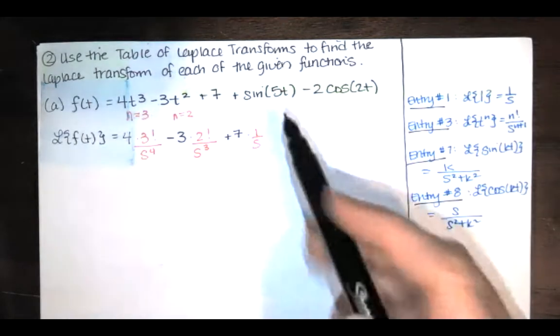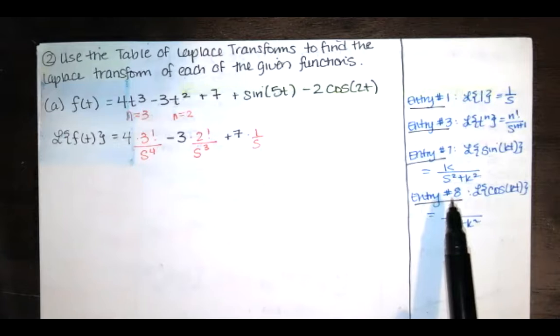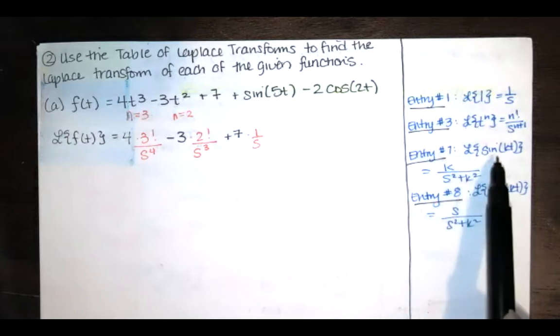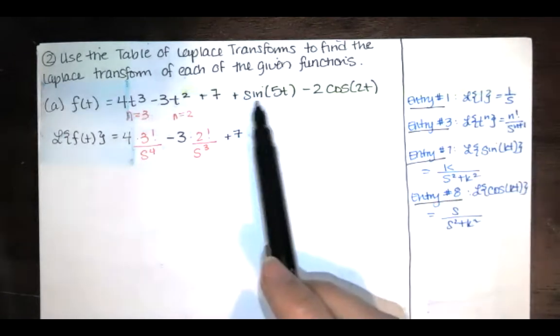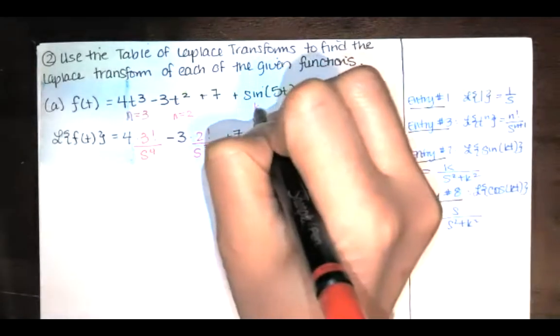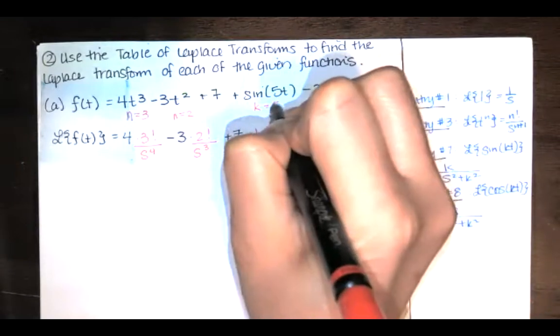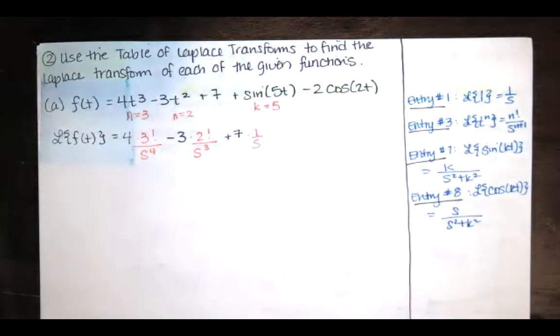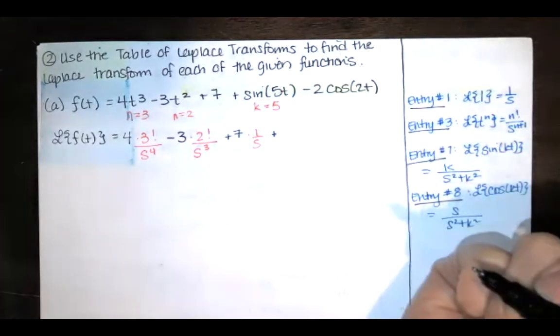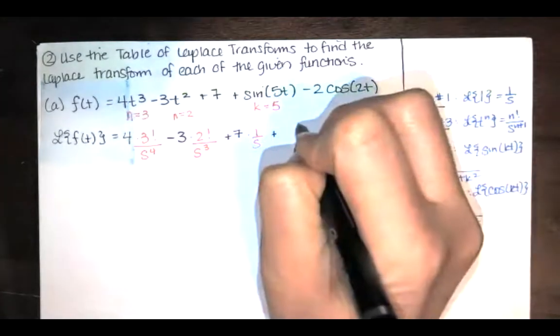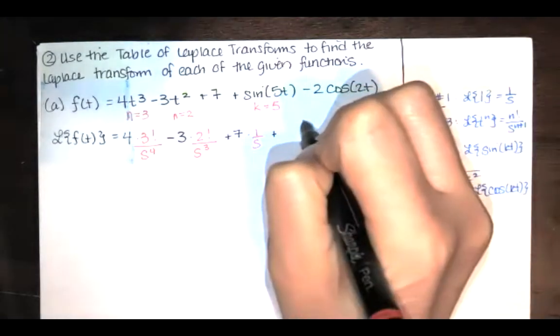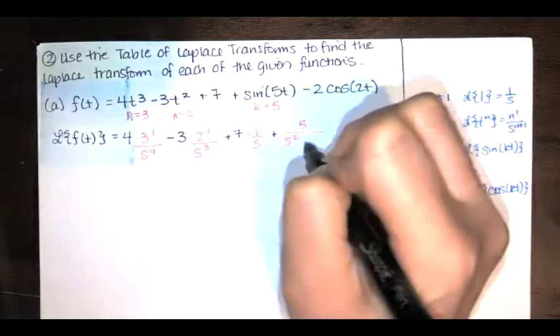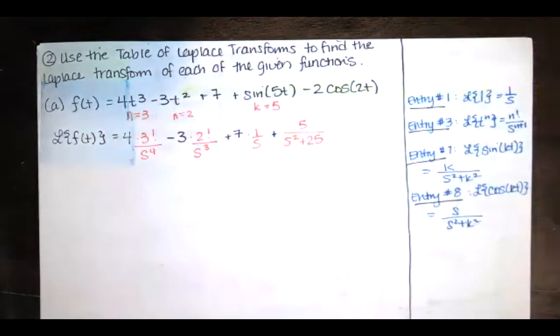And for the sine and cosine, we need to use these 2. Now notice that our entry in our table says sine of kt. So this is sine of 5t, so we need to identify k. The number multiplying t is our k, so that's our 5. K is 5. And according to our rule, the Laplace transform of sine of kt is k, which is 5, over s squared plus 5 squared, and 5 squared is 25.